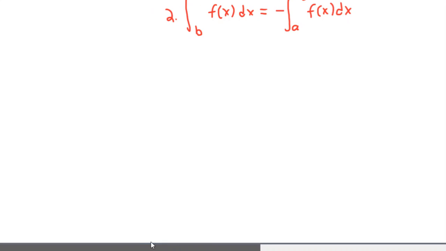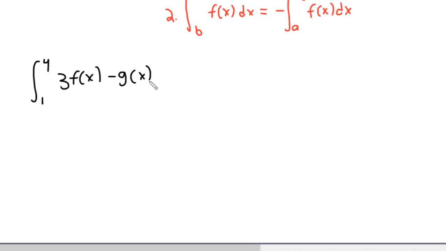Okay, so let's say I was given, and this is a very general example, let's say I was asked to compute the integral from 1 to 4 of 3 f of x minus g of x with respect to x, dx. But then it also gives me this. It says the integral from 1 to 4 of f of x dx equals 2.